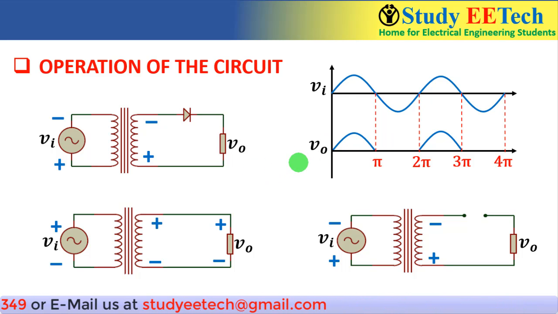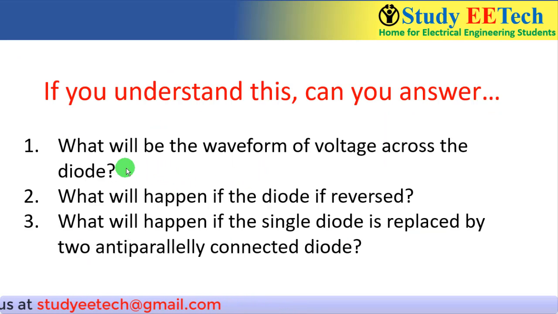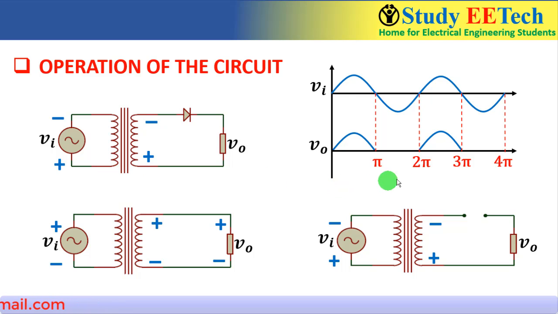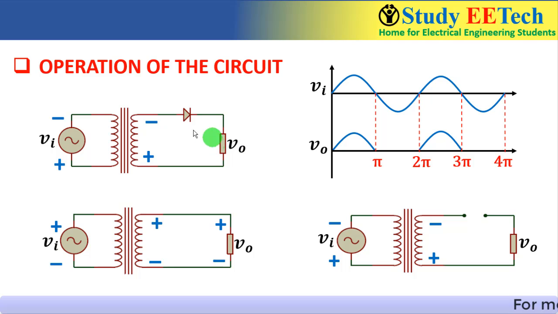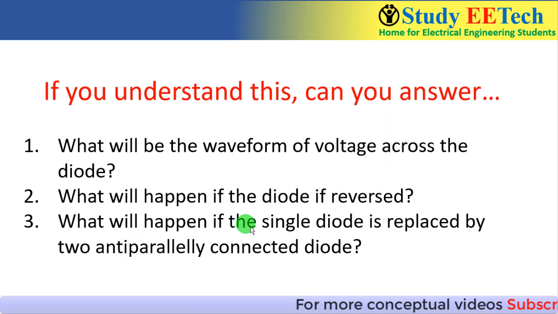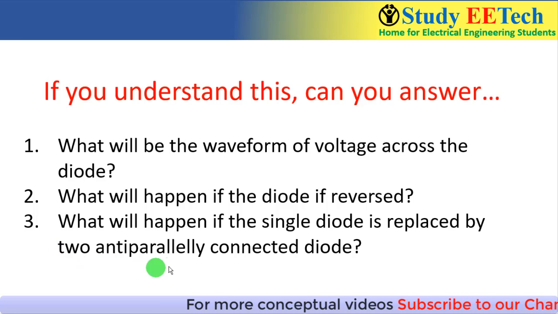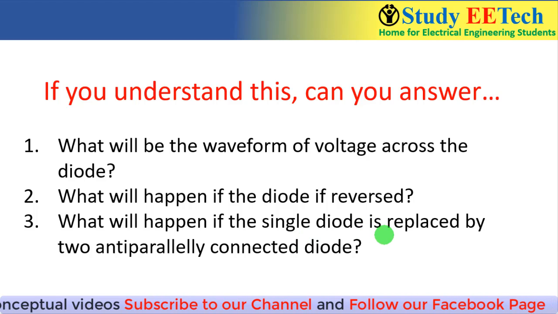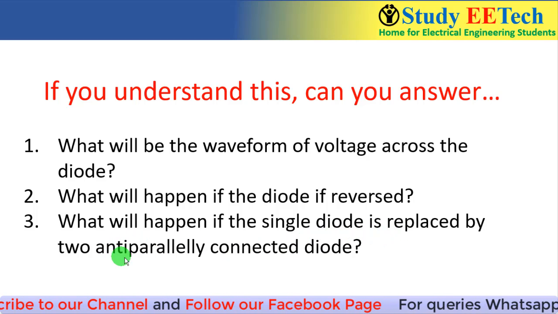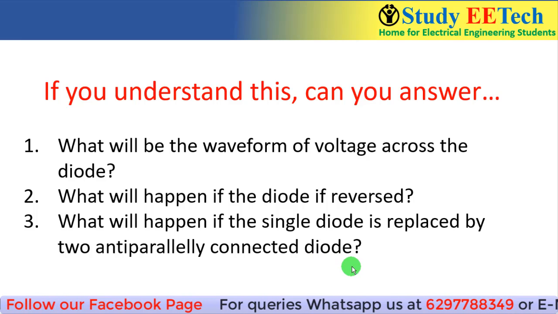But before watching the next video, try to answer these questions. What will be the waveform of the voltage across the diode? I have not drawn what the voltage across the diode will be here. You try to answer that. The next question is, what will happen if the diode is reversed? Meaning the anode will be here and the cathode will be here. In that case, what will be the output voltage waveform? And what will happen if the single diode is replaced by two anti-parallelly connected diodes? This question may be a little bit tricky, but try to understand it because your concepts will be better and that will ultimately help you to score well in the GATE exam.